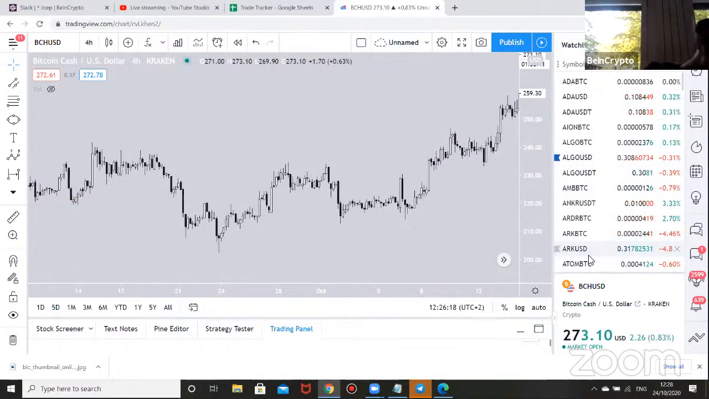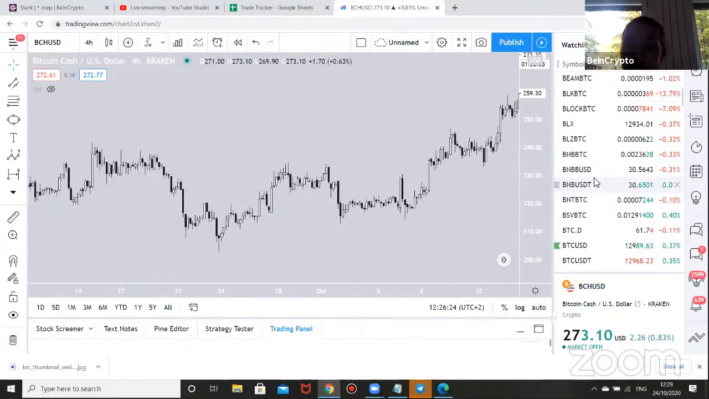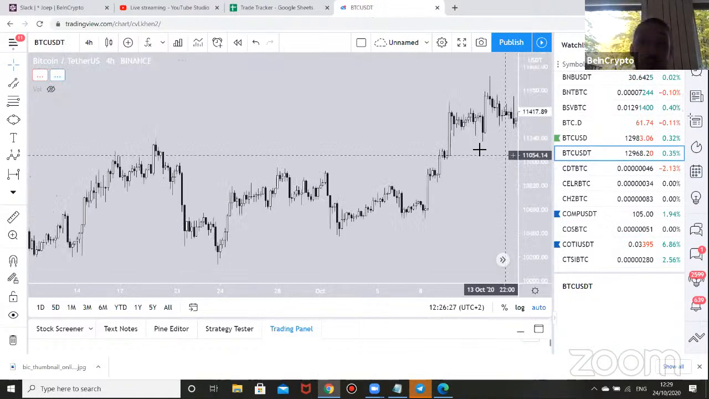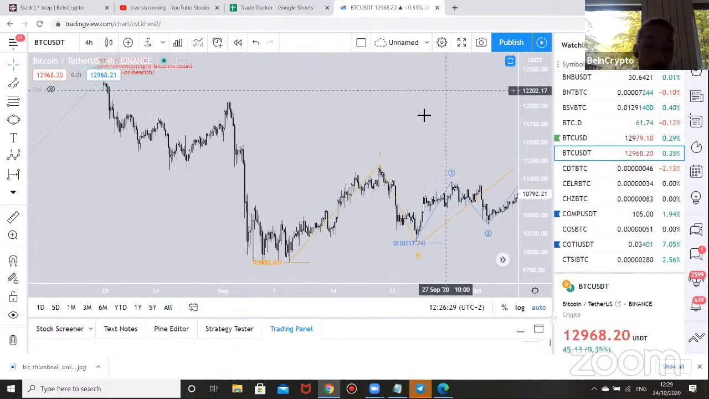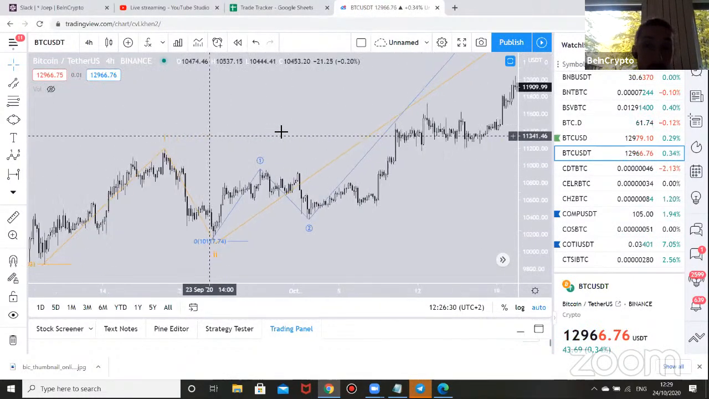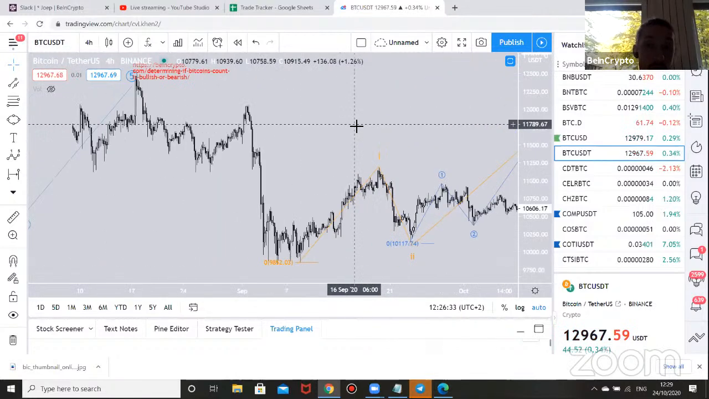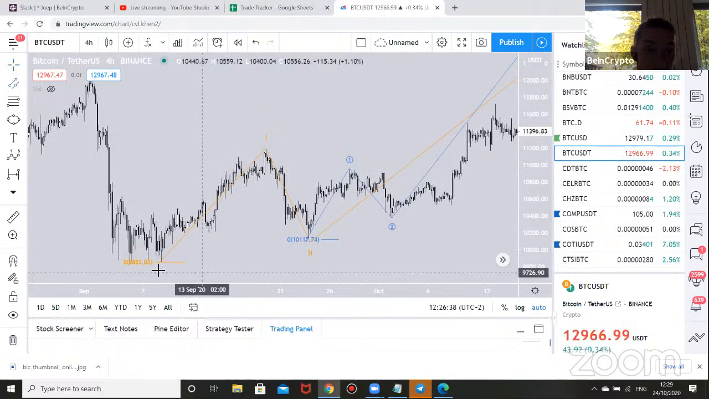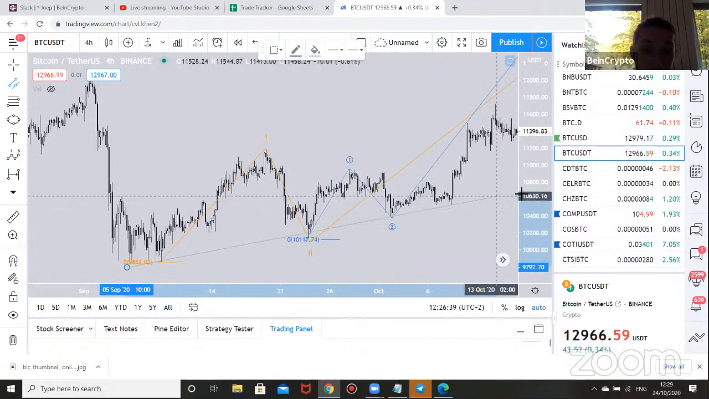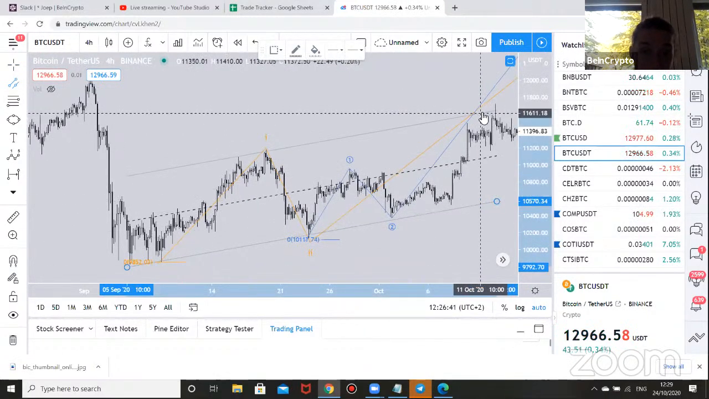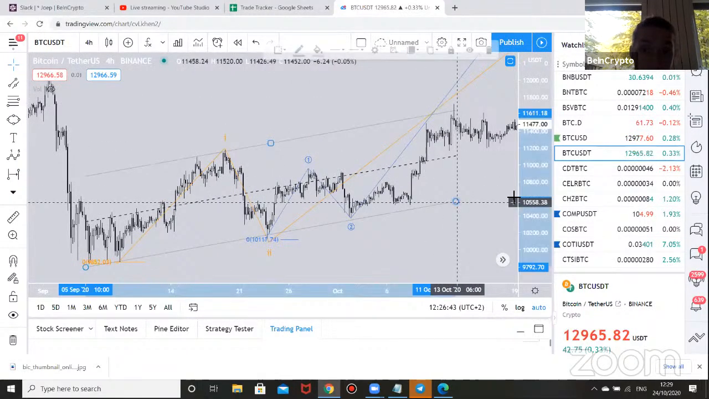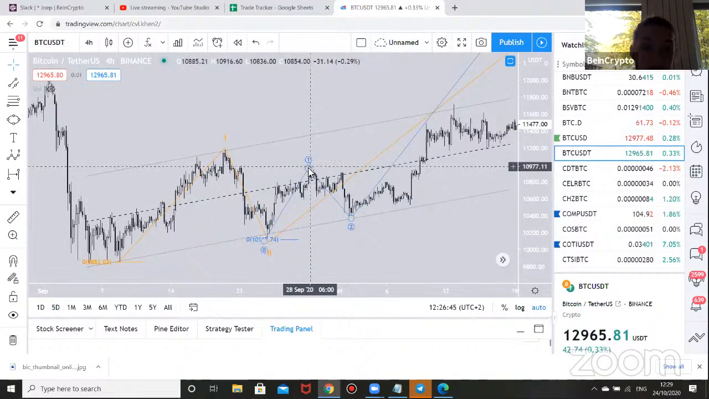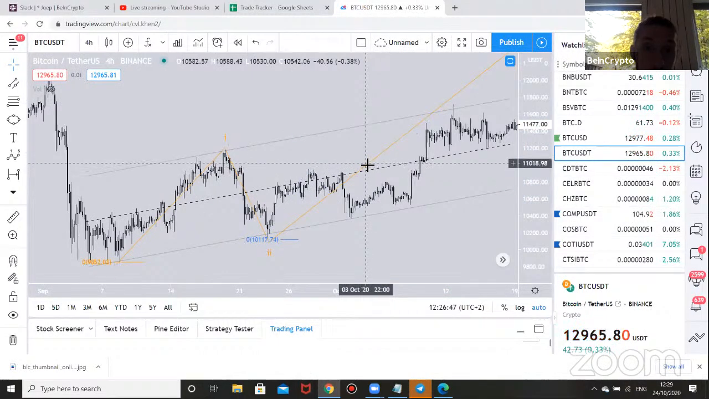So I was actually doing the same thing. Wait, let me just a second. Okay, I was actually doing the same thing with the current Bitcoin movement. Okay, so that's my count for Bitcoin. And yeah, initially I was assuming that this was a corrective movement. It really did look like a corrective movement. Especially here, wait, I'll remove the counts just for a second.